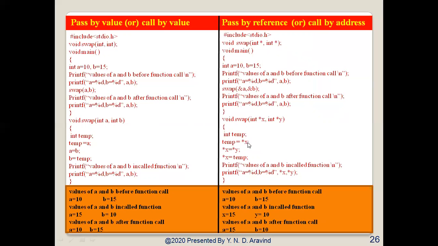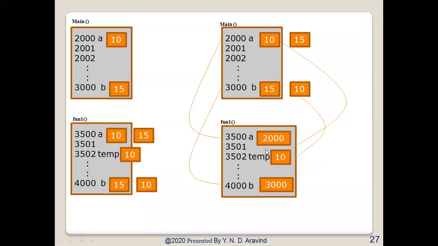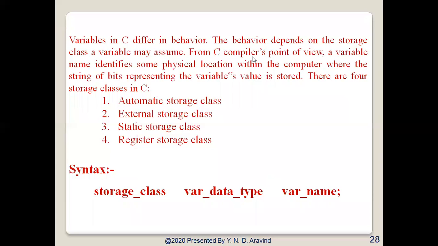By sending the address, I am changing the content. So temp is equal to pointer X. Whatever value is at the address in X will be passed to temp. So temp will get the value 10, because what is A? A is having 2000 address. This 2000 address is being pointed here, and the value present there is 10. So temp will have 10 value.